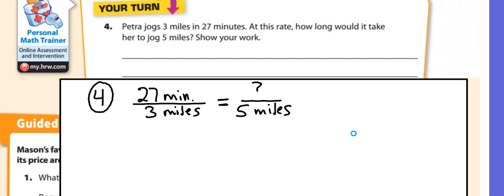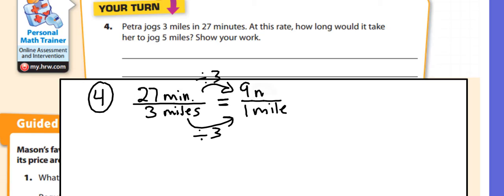Rather, I would find the unit rate. Do you remember how to find the unit rate? We don't want the second term to be 3 miles, so we want it to be 1 mile. And this one's going to make a lot more sense mathematically. How do we get from 3 miles to 1 mile? Well, we would divide by 3. And if you divide the second term by 3, you have to divide the first term by 3. So 27 divided by 3 is 9 minutes.